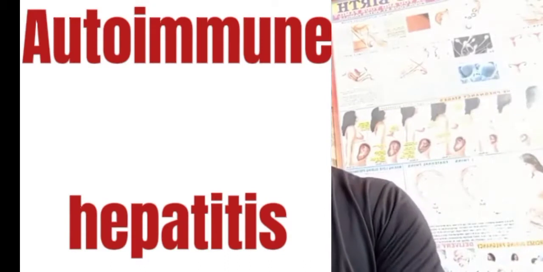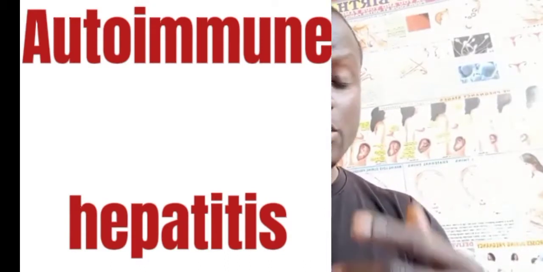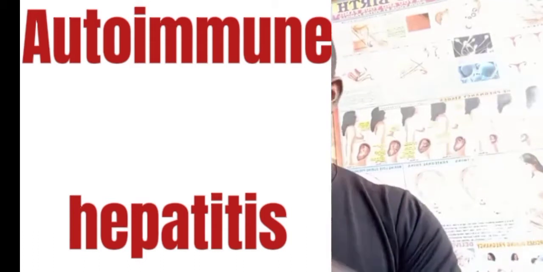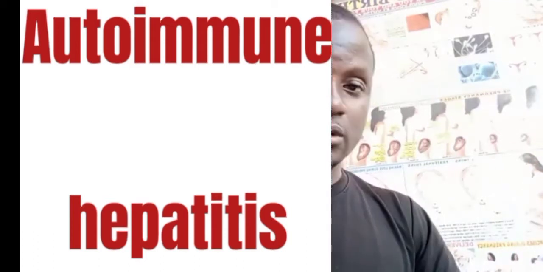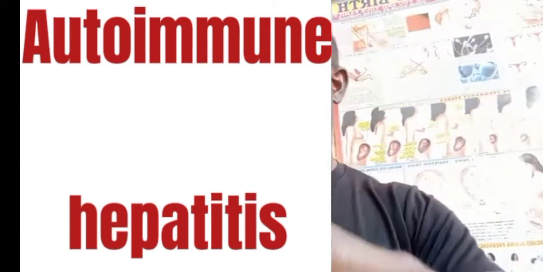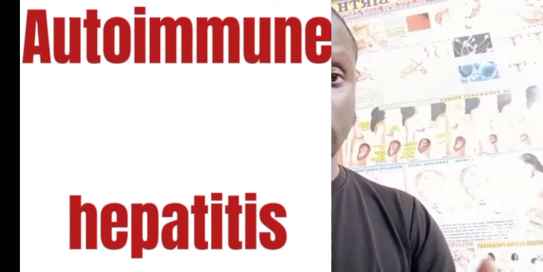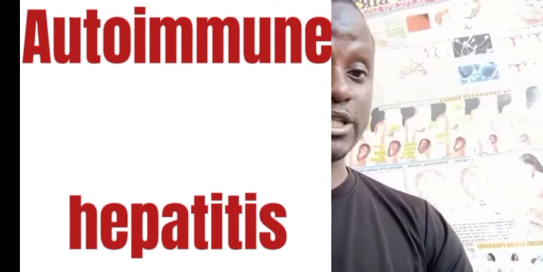Another type of hepatitis that is not infectious, like hepatitis B, is autoimmune hepatitis. When you talk about auto, it's like automatic. Auto means happening on its own. Like you have automatic cars, which means you don't need an ignition. The gears change on their own. So auto here means automatic, happens on its own.